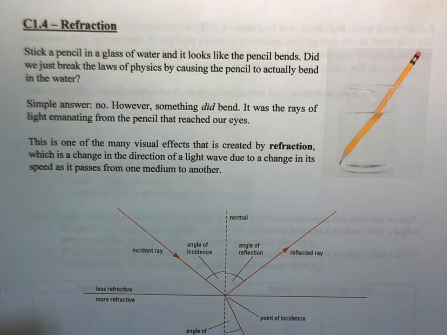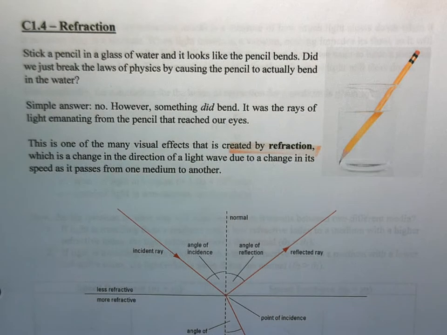So this change in direction of light is referred to as refraction. And this happens because of the change in speed that light experiences when it passes from one medium to another, like from air to water, oil to air, and so on and so forth.